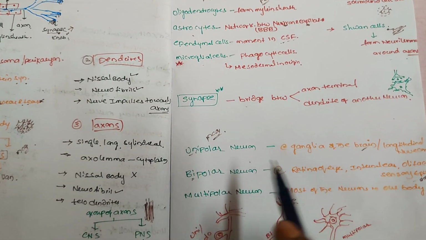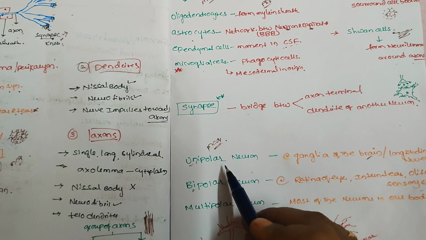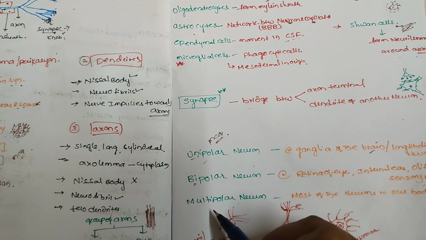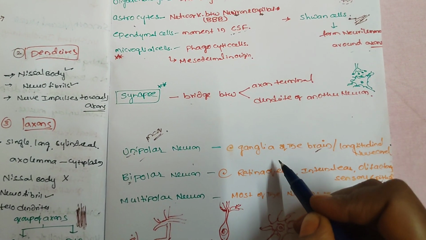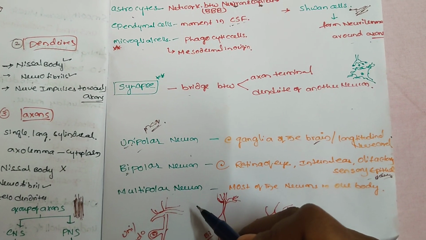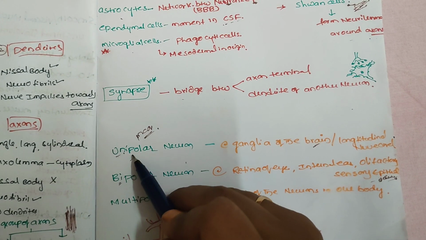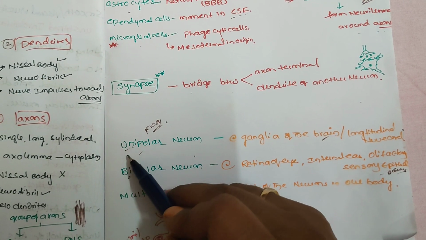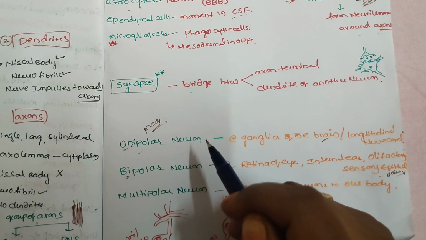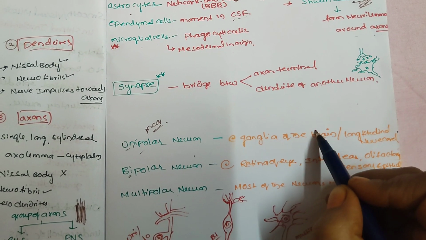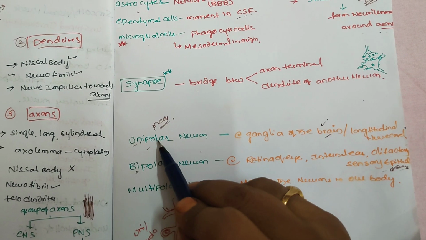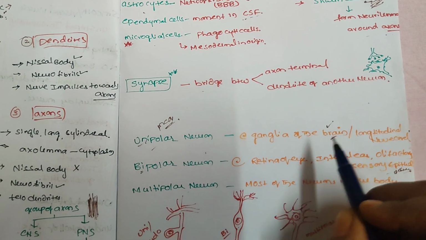Then last, there are different types of neurons: unipolar, bipolar, multipolar. We have to focus on the location of the unipolar, bipolar and multipolar neurons. That is the MCQ. Uni means single. Where is the single unipolar neuron present? That is the question. Uni means single, so ganglia of the brain. We also have only a single brain. Unipolar, example: ganglia of the brain.